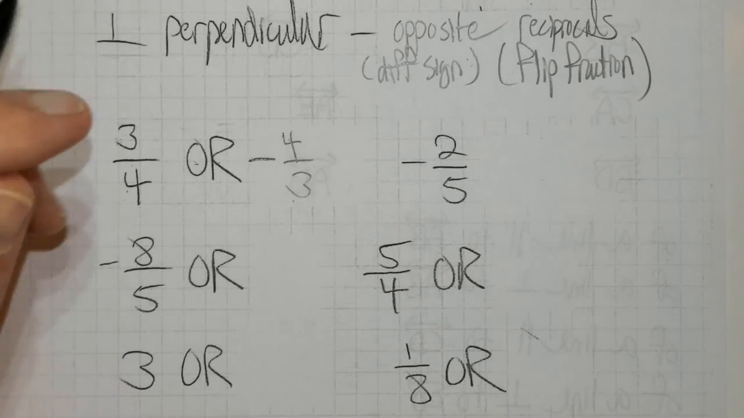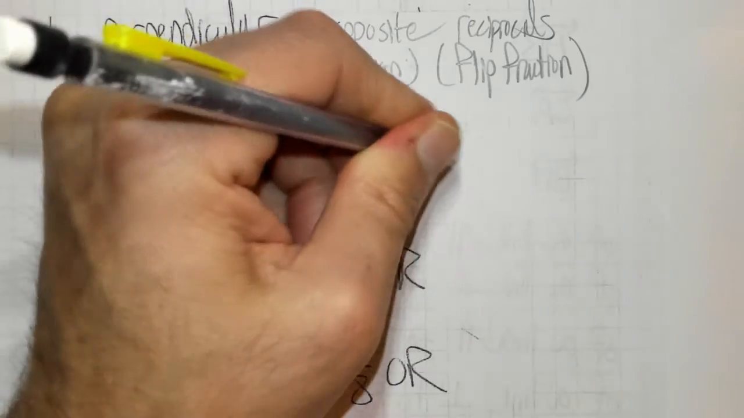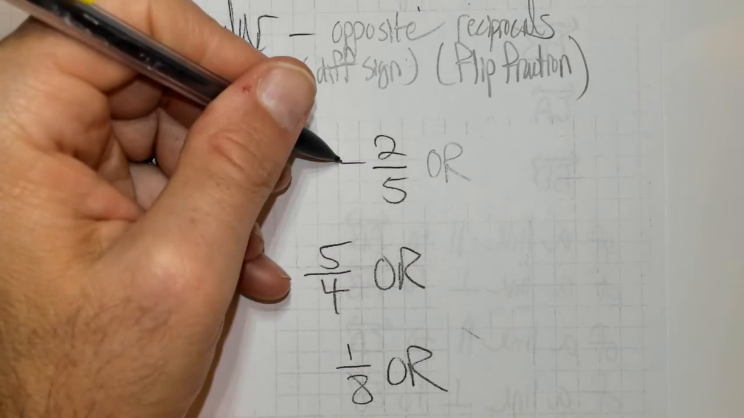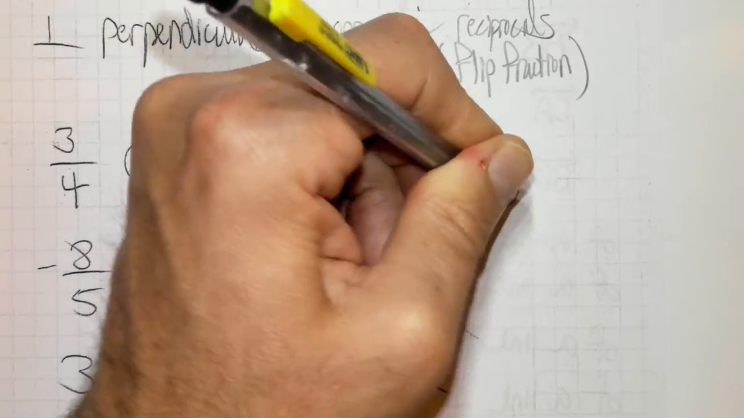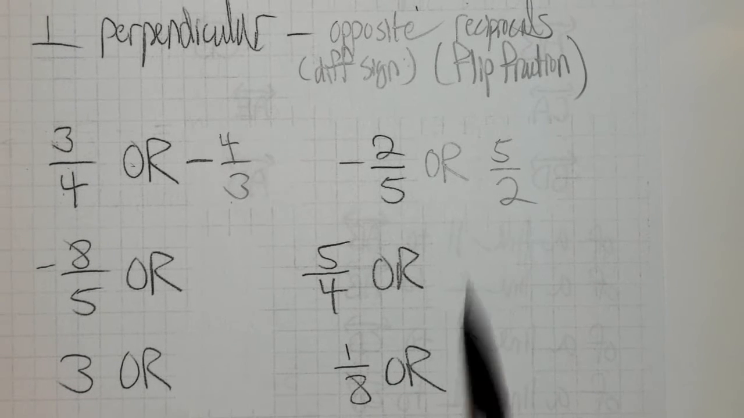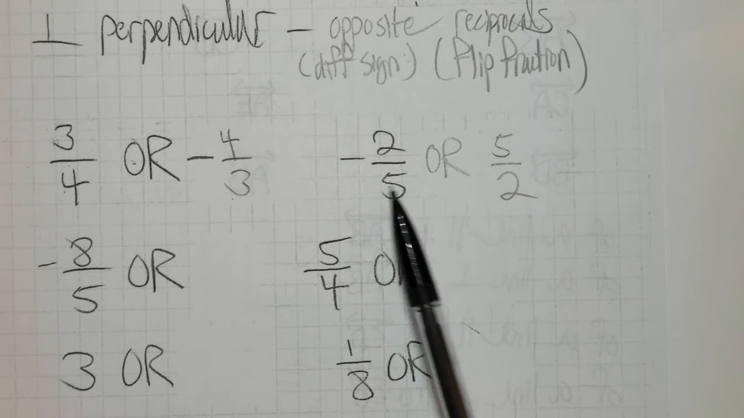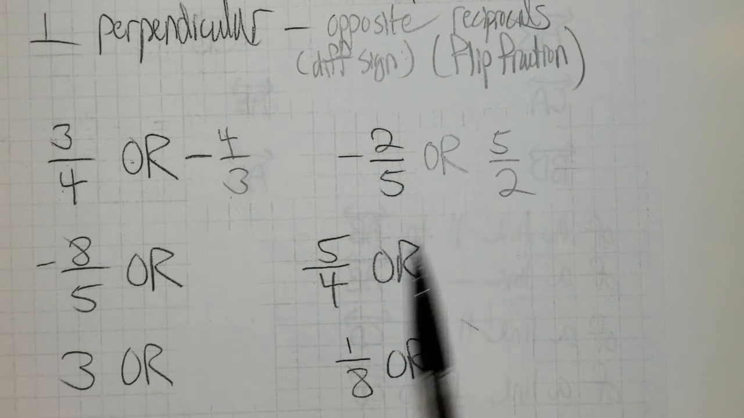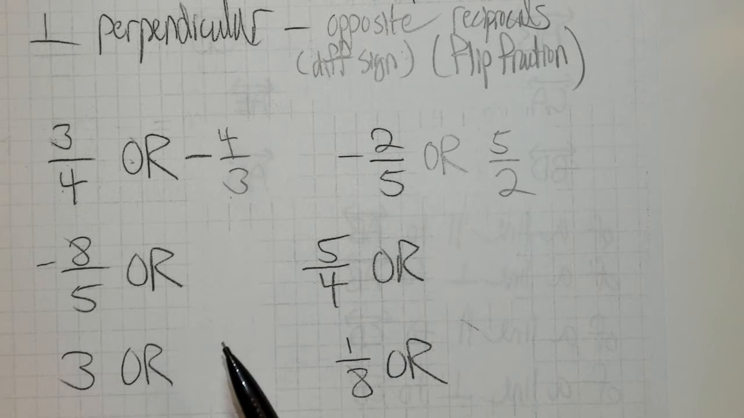All right, so what about this next one? Let's say I wanted to find the opposite reciprocal here. Opposite, change the sign. Reciprocal, flip the fraction. Change the sign from negative to positive. Flip the fraction to 5 over 2. All right, so again, make sure that we don't lose sight of what this means. If the slope is the opposite reciprocal, then these two lines would be perpendicular.